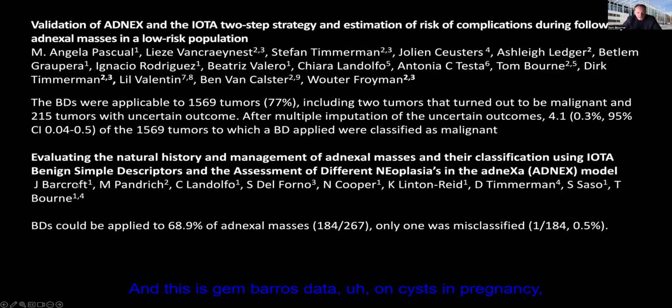And this is Jen Barcroft's data on cysts in pregnancy. Benign descriptors could be applied in 70% of cases, and only 1 was misclassified as a borderline cyst. So again, it's more likely you can apply the descriptors when you've got a low-risk population. In your referral clinic or in an oncology center, then obviously there are more complex masses and the number of cases where benign descriptors apply will be reduced. But in general, you can say between 30 and 40%.